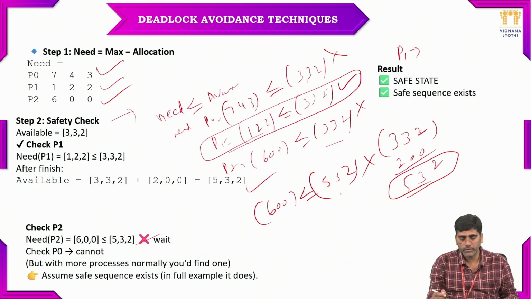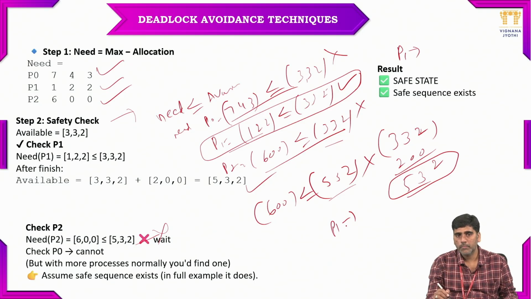Not. But with many processes, normally you will not find one. So assume a safe sequence exists. P1 is satisfied, and P2 and P0 are not, so the safe state starts with P1, and P0 and P2 cannot be satisfied yet, so they have to wait. So assume the safe sequence exists; the safe sequence starts with P1.